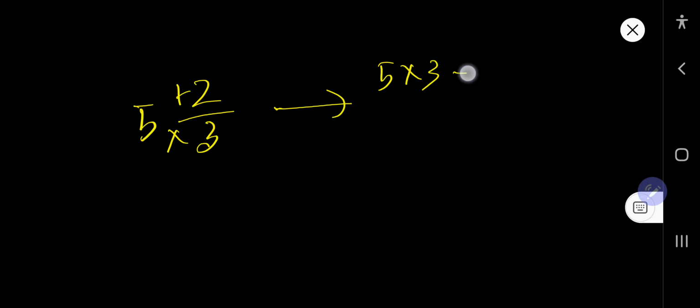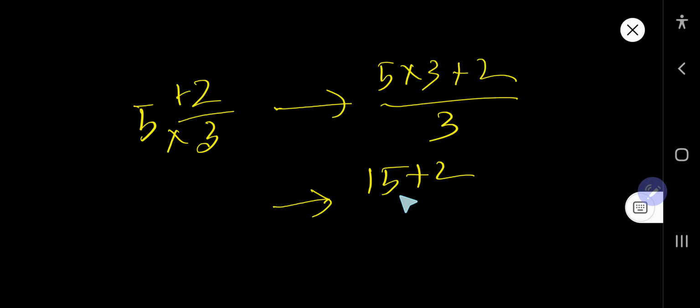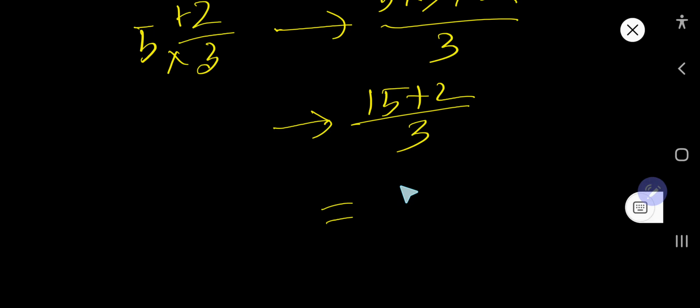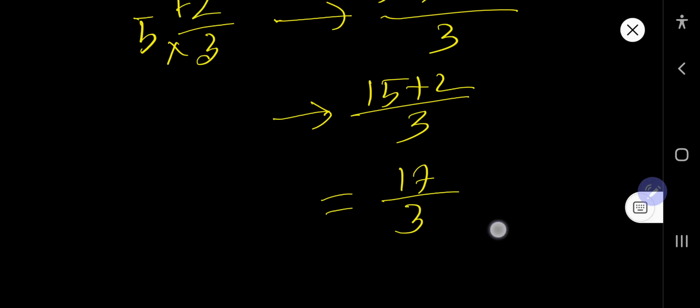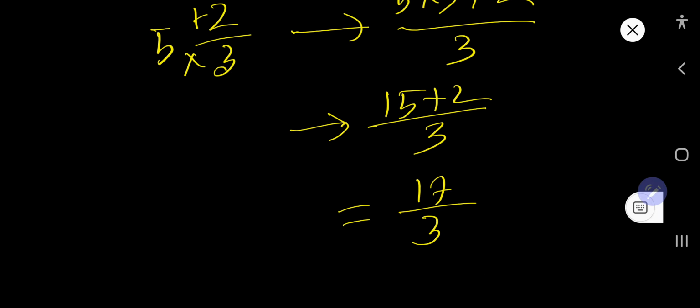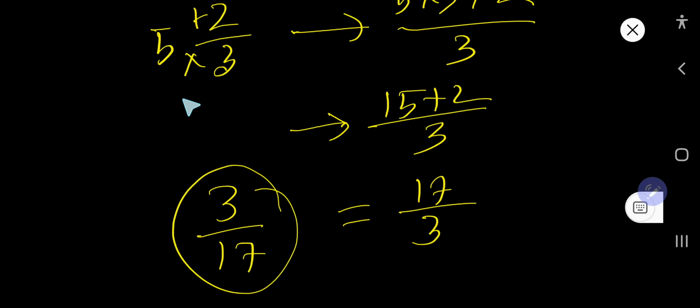Let us take another example. So how to get the reciprocal of this mixed fraction? Just convert this mixed fraction to an improper fraction at first. 5 times 3 plus 2, divided by 3. So you are getting here 15 plus 2, divided by 3. That is 17 over 3. Okay, so to find the reciprocal, just flip this fraction: 3 over 17. So the reciprocal of this mixed number is this.